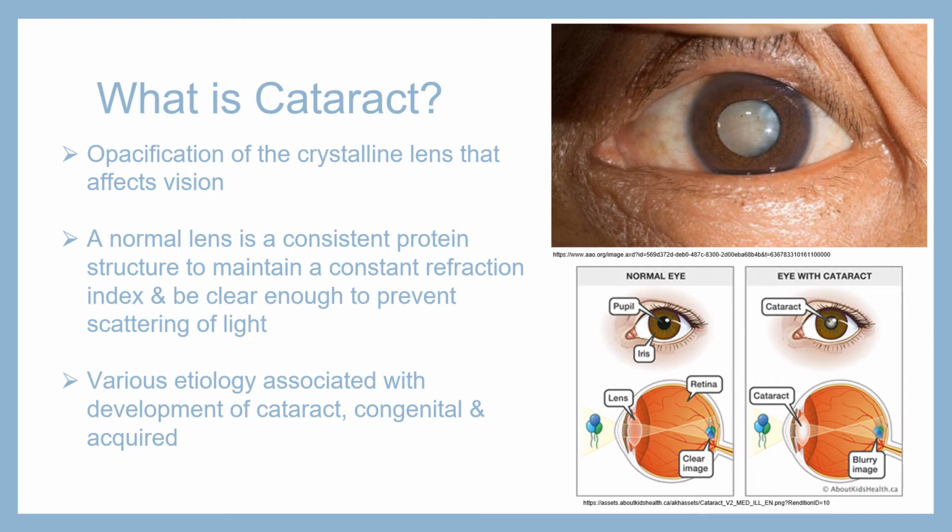The opacification of the cataract will refract the light very abnormally such that it scatters inside the eye. There are various etiologies that are associated with the development of cataract, both congenital and acquired.